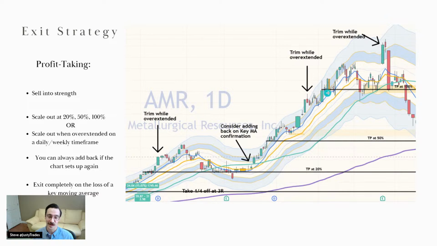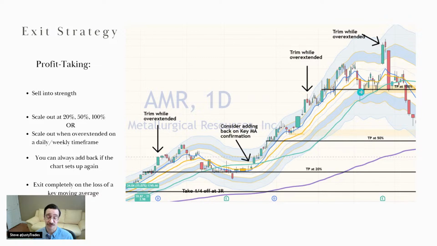As you can see, it cooks the 9 a little bit, but nothing too worrisome. And this candle's nice because it taps it and just rips off of that. So that's a real nice show of strength there. So this would keep me in until this candle right here. Because why? Well, it gaps down. That's no good. Kind of posts a double top too. And then it closes under our key 21-day moving average. So we are out of the trade there.